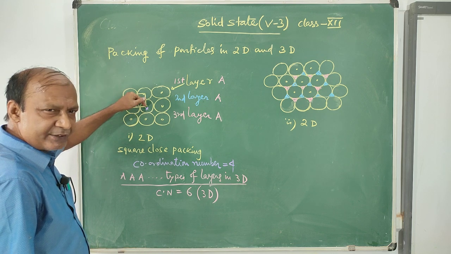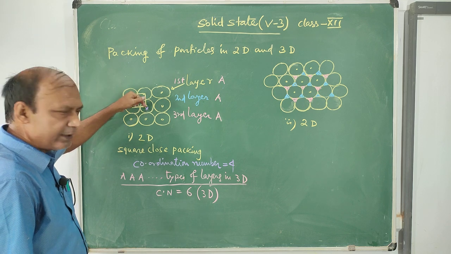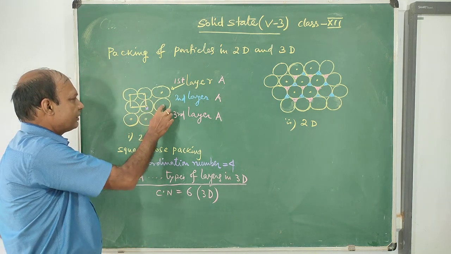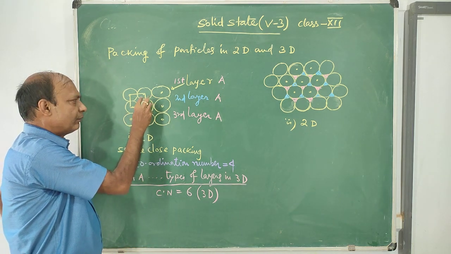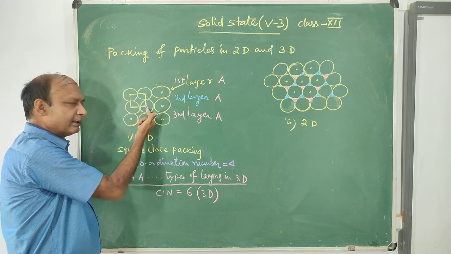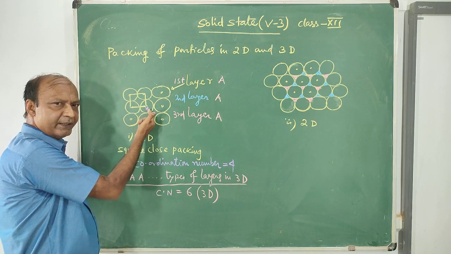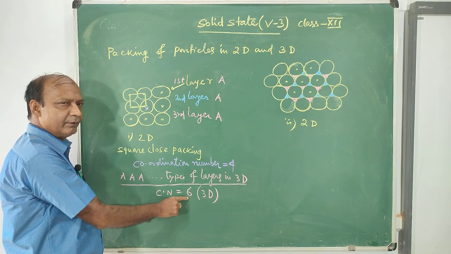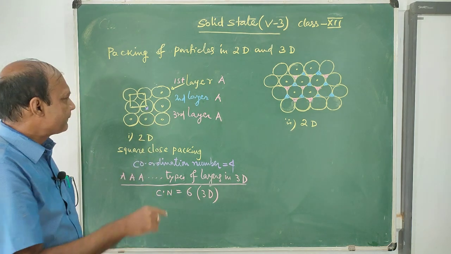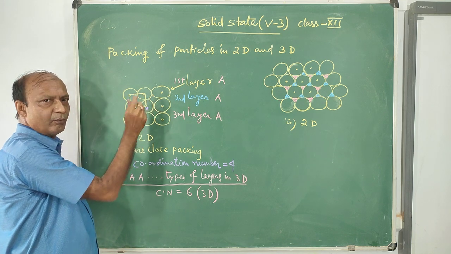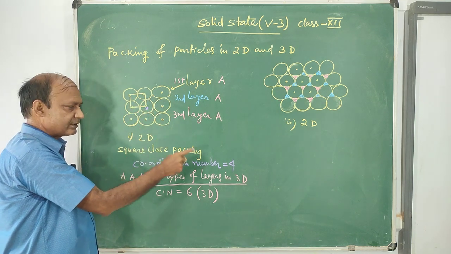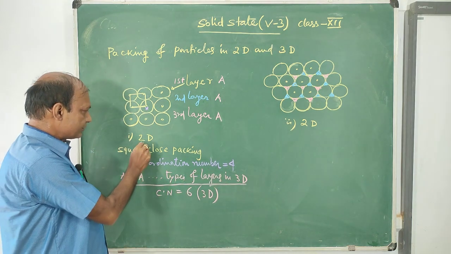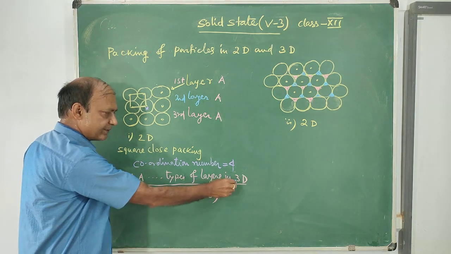And this particle will also be touching a particle just vertically below it. Therefore, 4 in its own layer, 1 above, 1 below. That's why every particle in this arrangement will be touching 6 particles. That's why the coordination number in 3 dimension will become 6. You understood it? 4 in its own layer, 1 above, 1 below. So in 3 dimension, the coordination number will change from 4 to 6. This is about 2-dimensional packing, and this is about 3-dimensional packing.